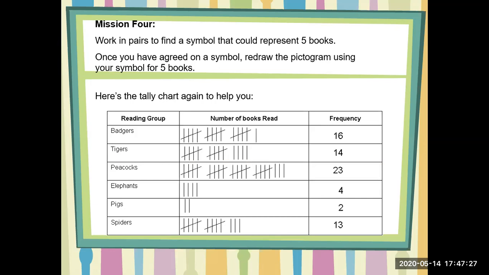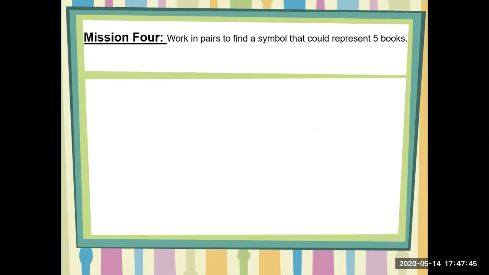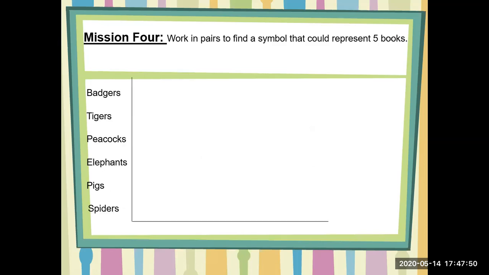Work with an adult to find a symbol that could represent 5 books. Once you've agreed on a symbol, redraw the pictogram using your symbols for 5 books. That's a tricky one. But I can guess. I can use a star that has 5 sides, or use a pentagon with 5 sides. Look, go scouting for shapes that have 5 sides to make it easy for you.